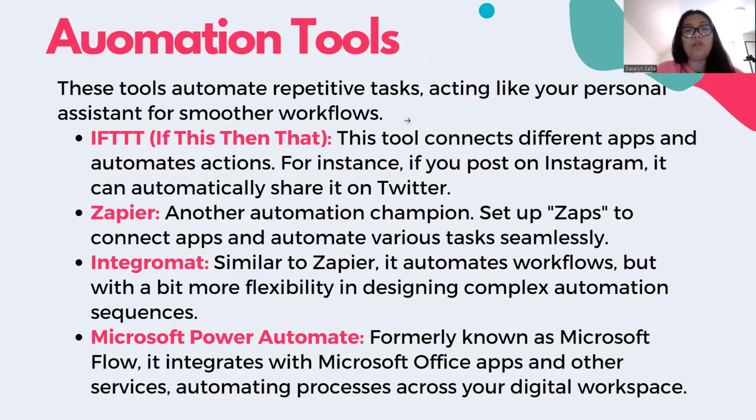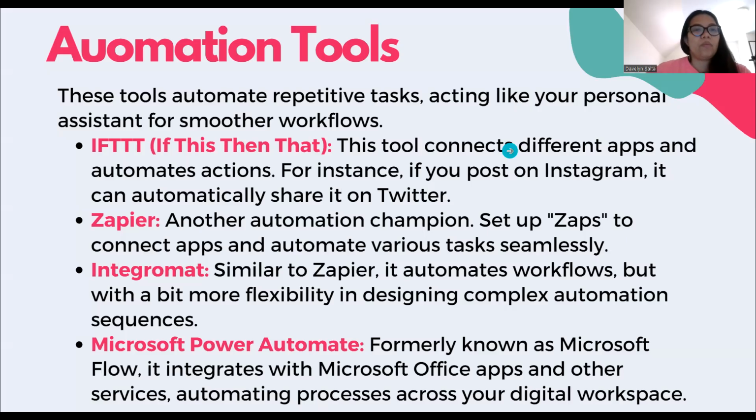Okay, so now let's move on to automation tools. We want to be automated as much as possible, right? Okay, so automation tools, these tools automate repetitive tasks, acting like your personal assistant for smoother workflows. So what are examples? It could be IFTTT, or If This, Then That. This tool connects different apps and automates actions. For instance, if you post on Instagram, it can automatically share it on Twitter.